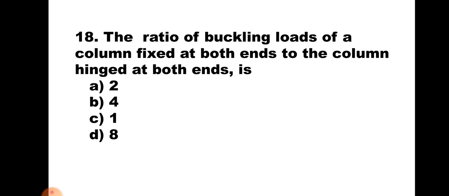Question number 18. The ratio of buckling load of a column fixed at both ends to the column hinged at both ends is. Now, here P is calculated for column fixed at both ends. It is 4 pi square EI upon LE square. And when both ends are hinged, it will be pi square EI upon LE square. So if you take the ratio, it will be 4. Hence the correct answer is B, 4.